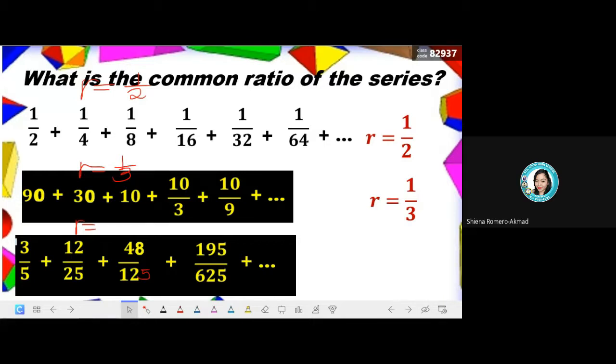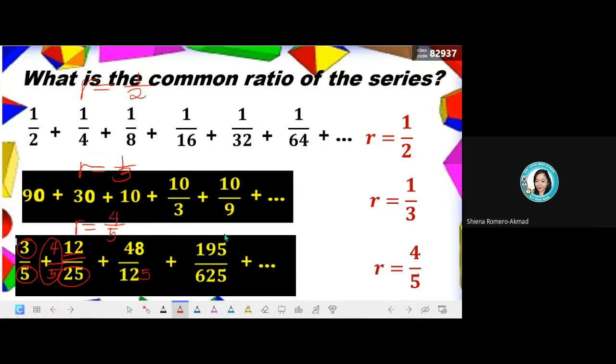Ano po? Ayan, sabi ni Legara, 4 over 5 po. Yes, correct. The answer is 4 over 5. Pansinin ninyo, minultiply ito sa 4, kaya naging 12. Ito, minultiply sa 5, kaya naging 25. That's why the ratio is 4 over 5.